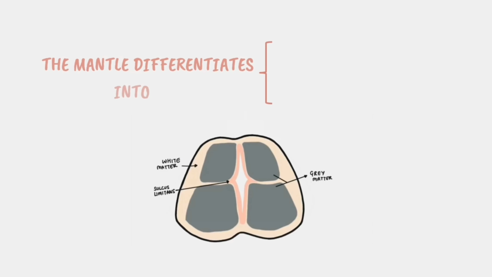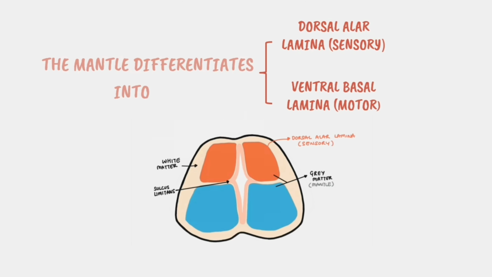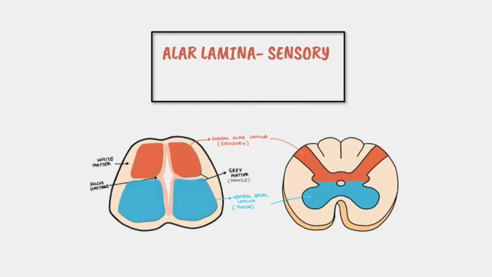Soon, mantle differentiates into dorsal alar lamina and ventral basal lamina. This division is of considerable functional importance as alar lamina develops into structures that are sensory in function and basal lamina into those that are motor. Let's understand how the neural tube develops into spinal cord and brainstem respectively.